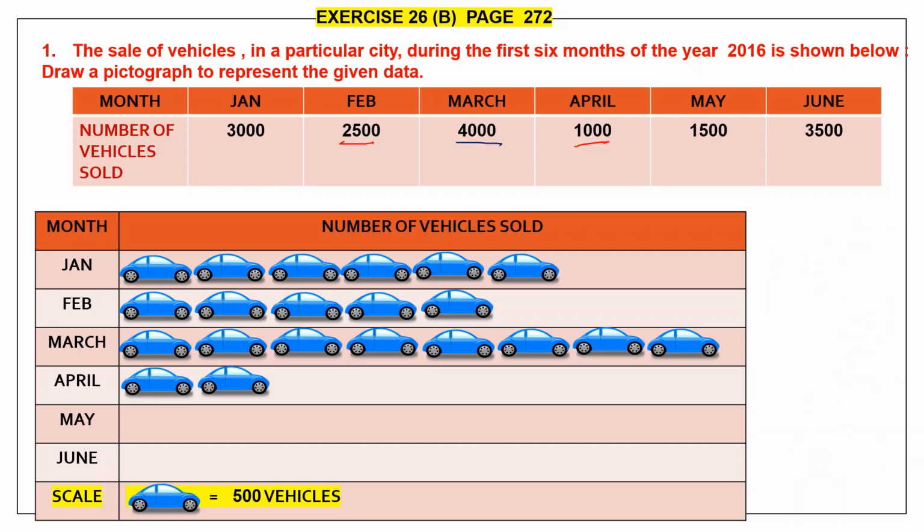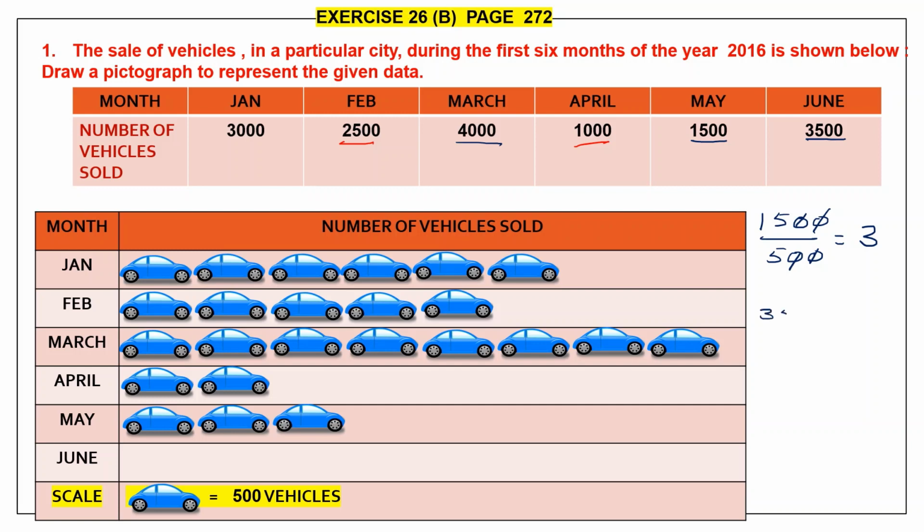In the month of May there are 1,500 vehicles sold. So now let's write 1,500 divided by 500. So cancel the 2 zeros. Now we have 15 divided by 5. 5 threes are 15. So the month of May, we need to show 3 cars. 1, 2 and 3. Now in June, the table says it's 3,500.